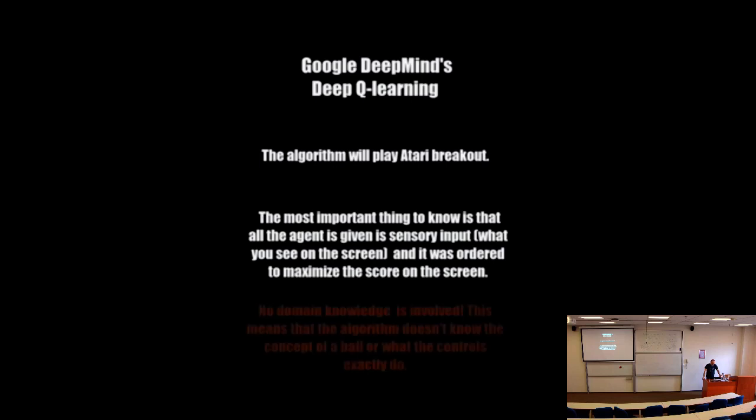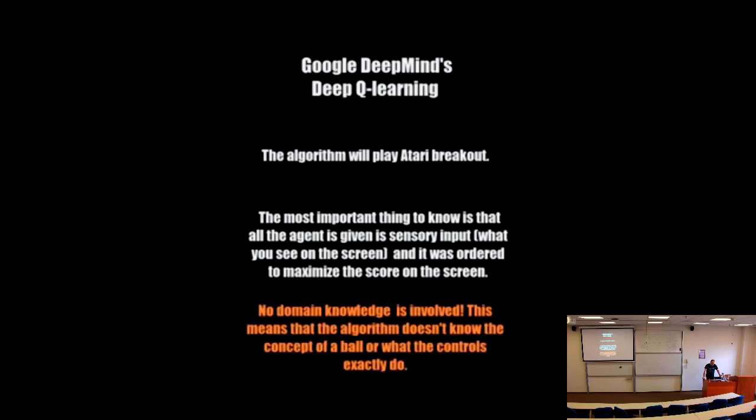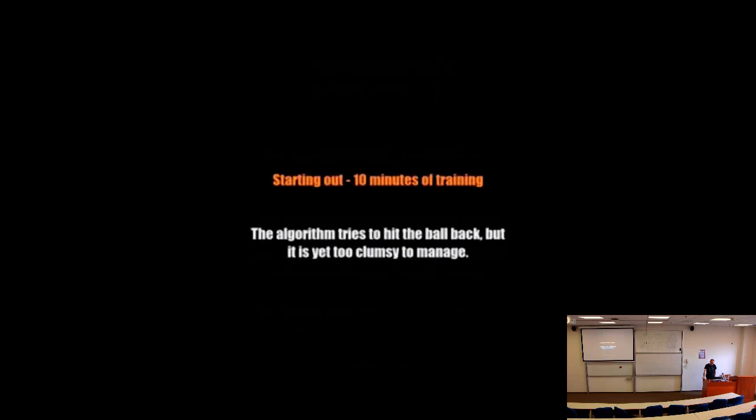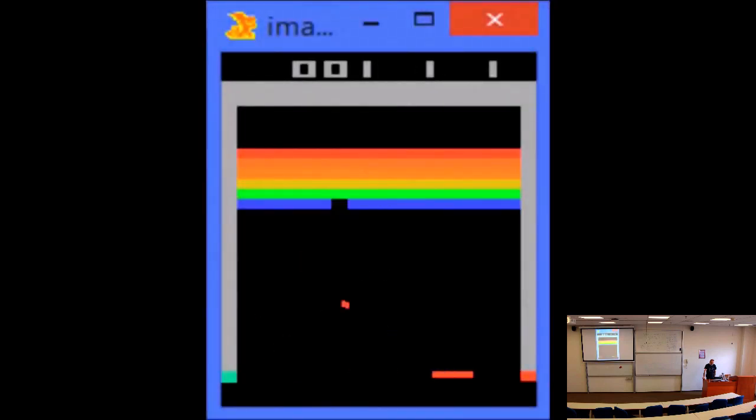So the agent is given only the raw sensory input, which is the pixels. There's no domain knowledge. So the agent doesn't know what a ball is, what a paddle is, what it's controlling on the screen. So this is after 10 minutes of training. The goal is to hit the ball to break the wall up there. And in the beginning, it's pretty bad. It misses the ball most of the time.